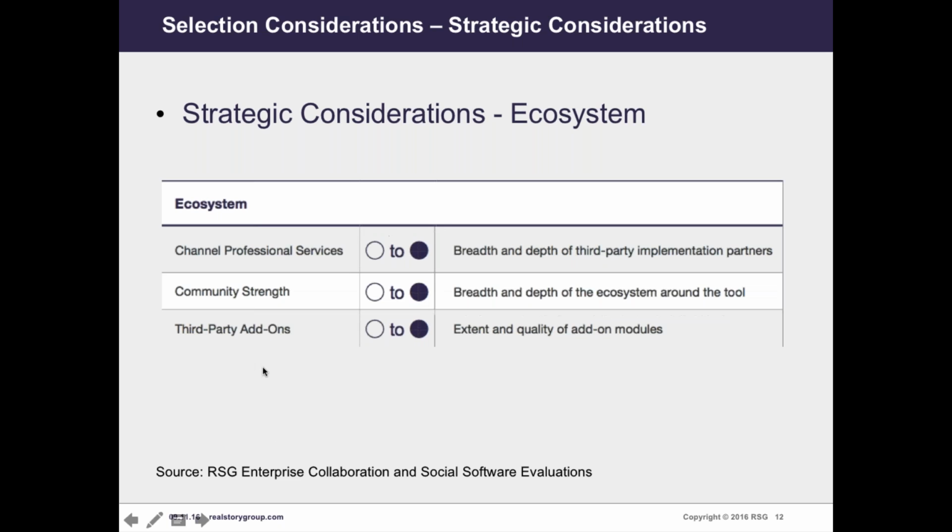And then finally, the last set of strategic considerations is around ecosystem. This is increasingly important, and in our estimation it is one of the best predictors of the overall long-term longevity and health of a particular technology. It revolves explicitly around the health of the ecosystem in terms of channel implementation services, the overall community strength, and the extent to which you can rely on third-party add-ons to extend and integrate the experience. Really critical for your long-term success.